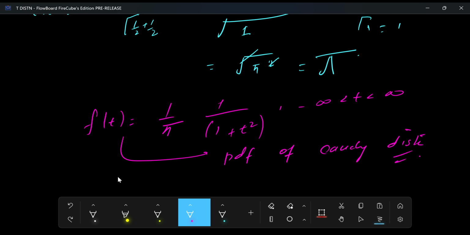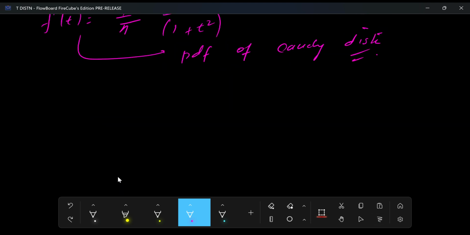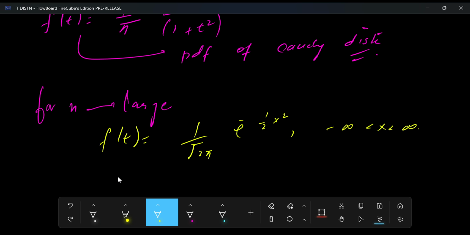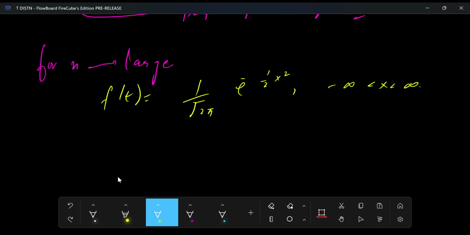Clear? This is the PDF of Cauchy distribution, and this is for n is equal to 1. For n tending to large, when n tends to large, then f of t becomes normal distribution. That's something like this. When n tends to large, t distribution reduces to normal distribution, right?